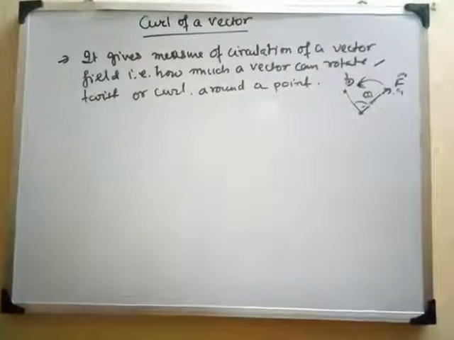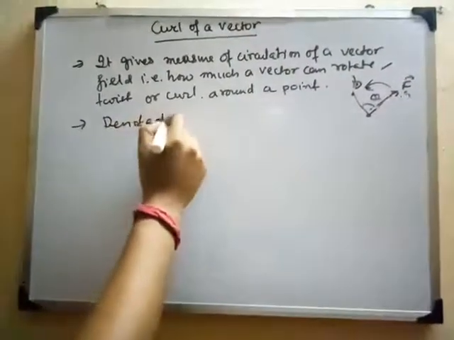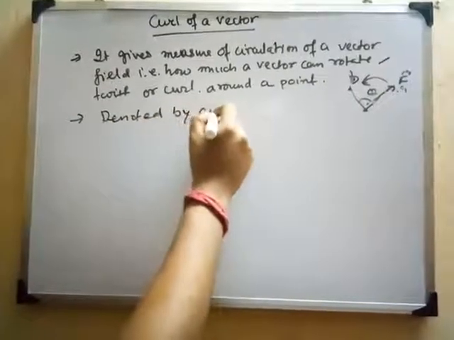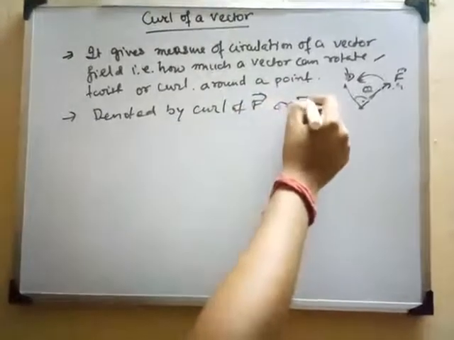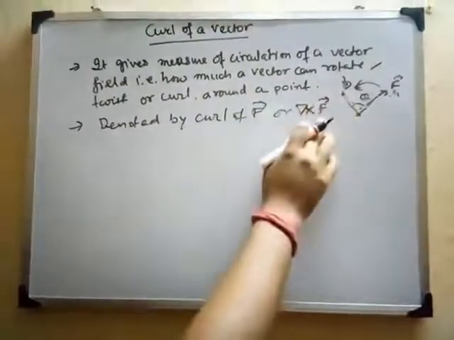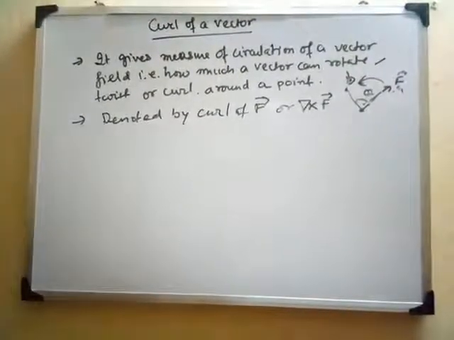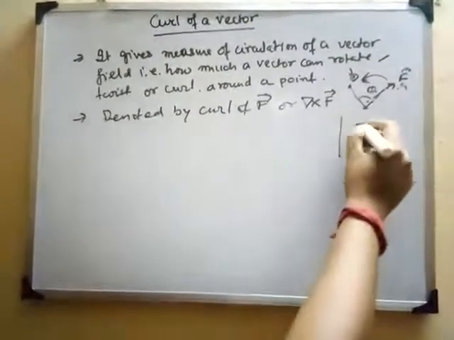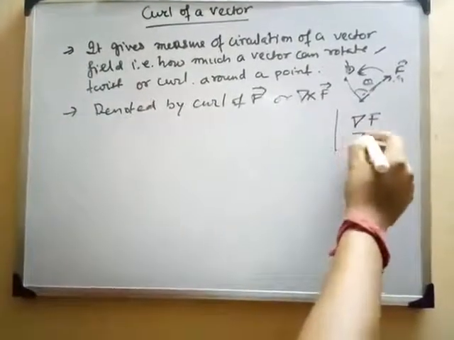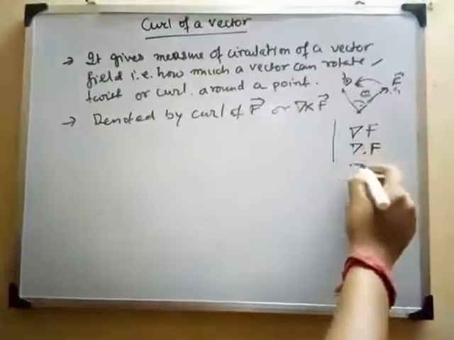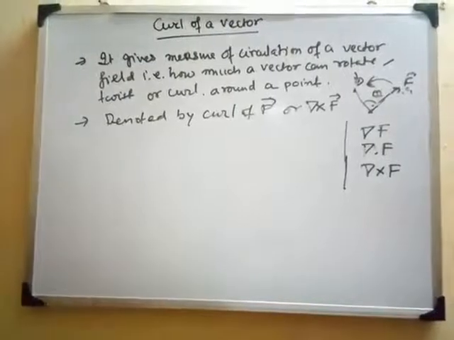So the next characteristic is the notation. Generally the curl is denoted by curl of vector f, or simply by the cross product, del cross f, right? We have to remember this: for gradient we have del f, for divergence we have del dot f, and for curl we have del cross f. These are the three different types of notation that we have.